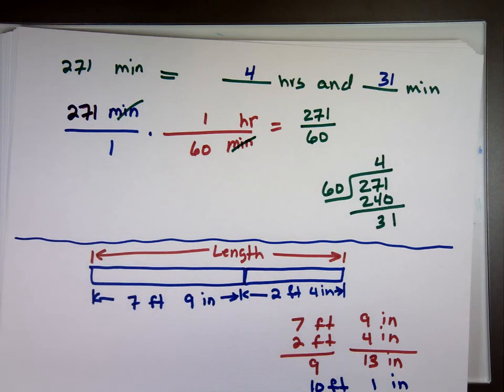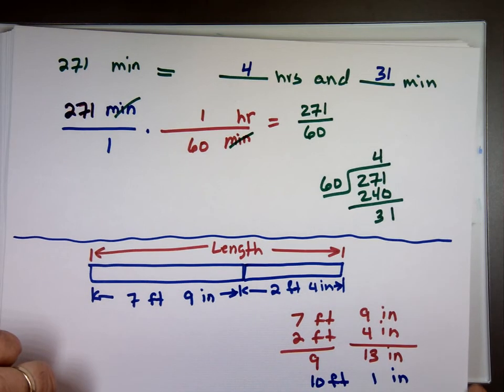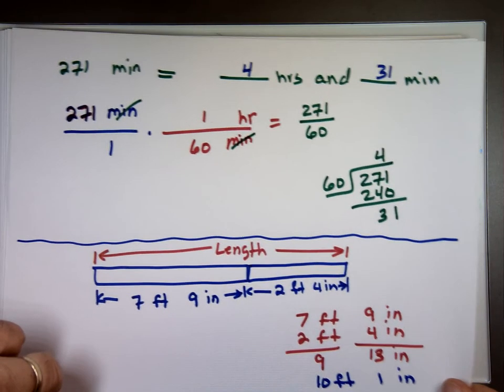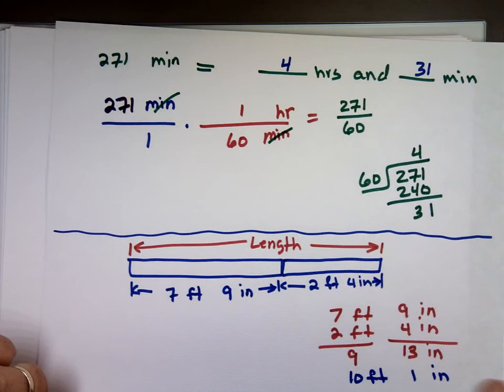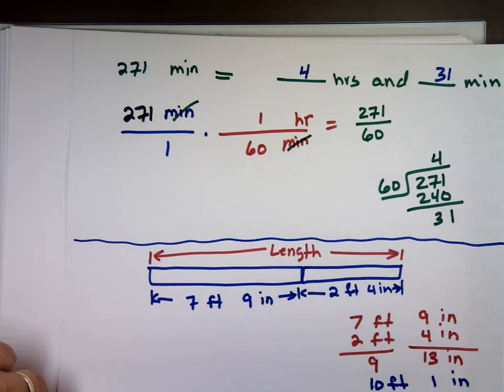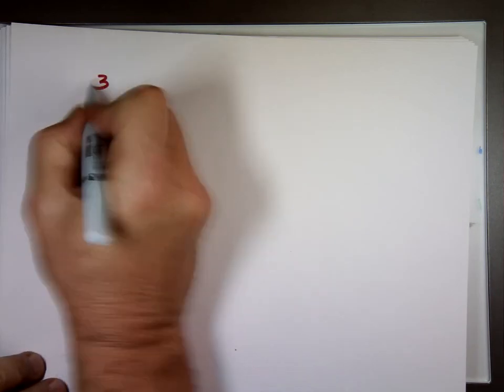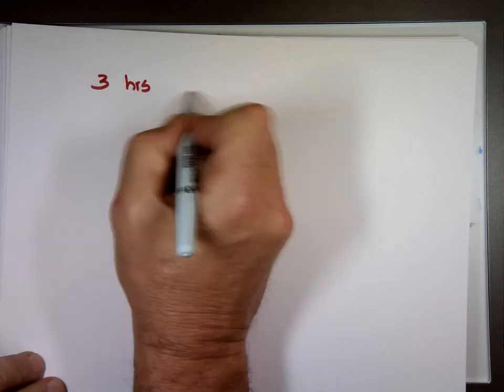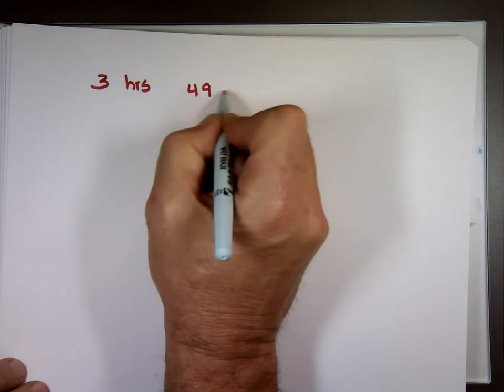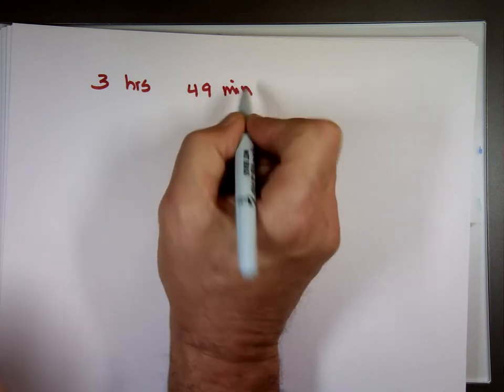Or you decided to take a road trip, and I'll use me for an example. Friday afternoon I drove to Colgate, New York, a little bit far from here. And it took me 3 hours and 49 minutes to drive to Colgate from Springfield.